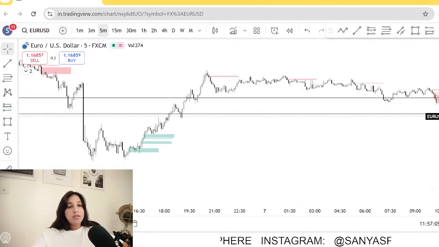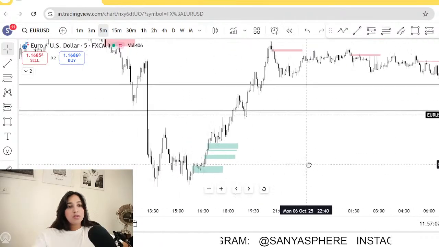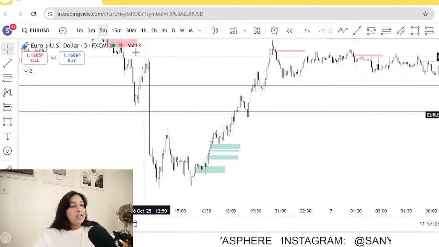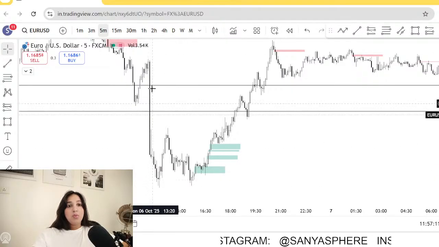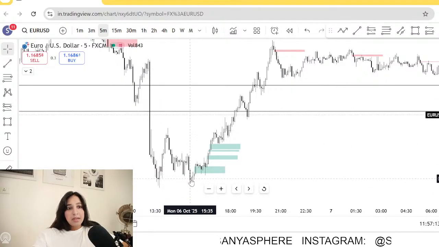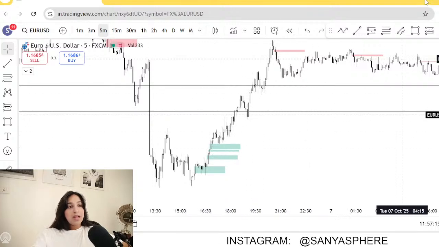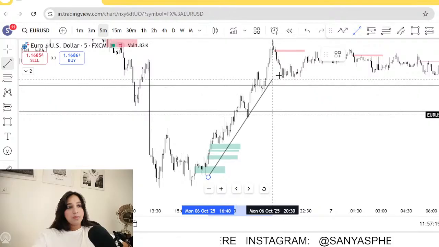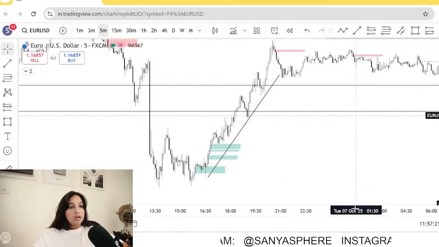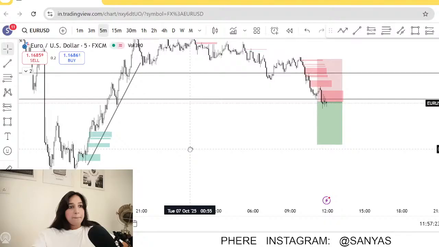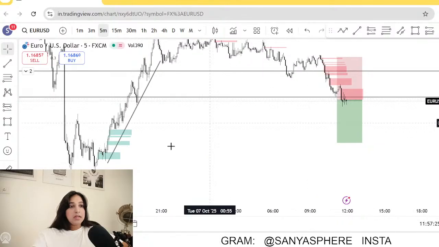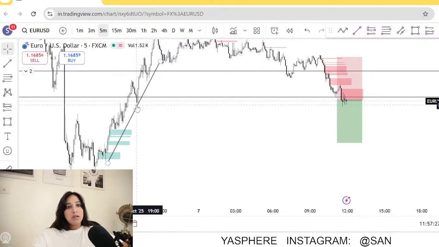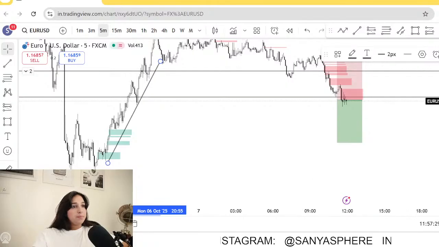If you see this range, this was an imbalanced candle right over here. To balance this candle, this range was formed. And this was purely trendline liquidity, if you see. And still it needs to be compensated for that. So let's see.